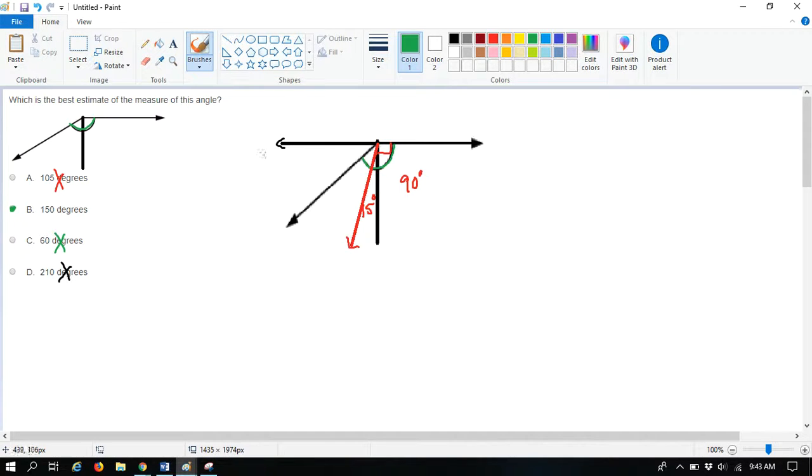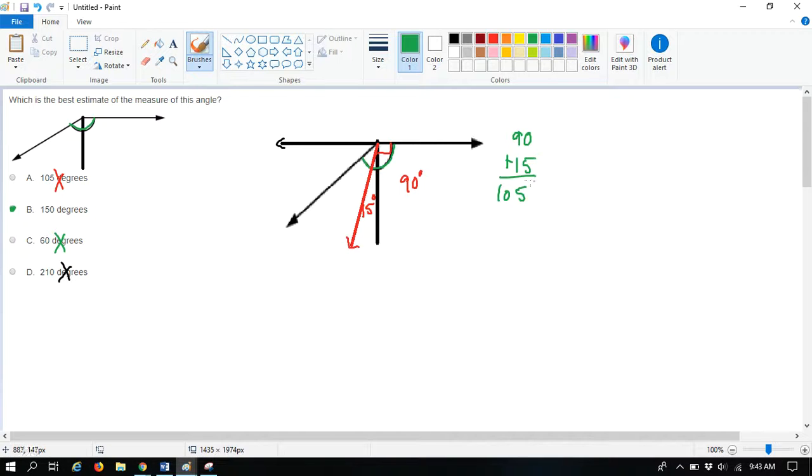And then I noticed that if I have to choose between 105 degrees and 150, well, if I have a 90-degree angle up to this point, if I add 15 more degrees, it's really not adding too much. So I drew an angle that I estimated to be 15 degrees. Because 90 plus 15 is 105, right? 90 plus 15 is 105.